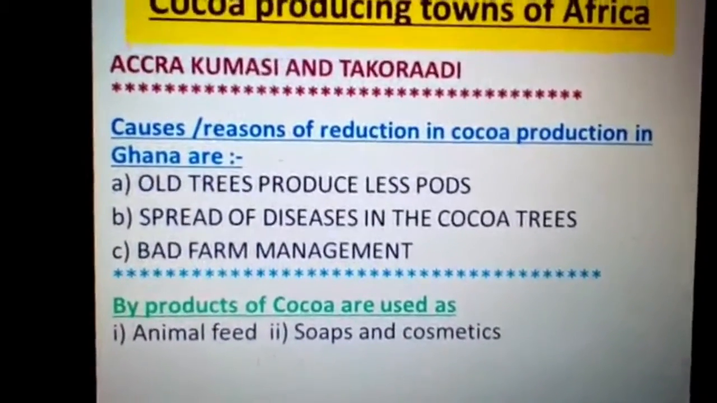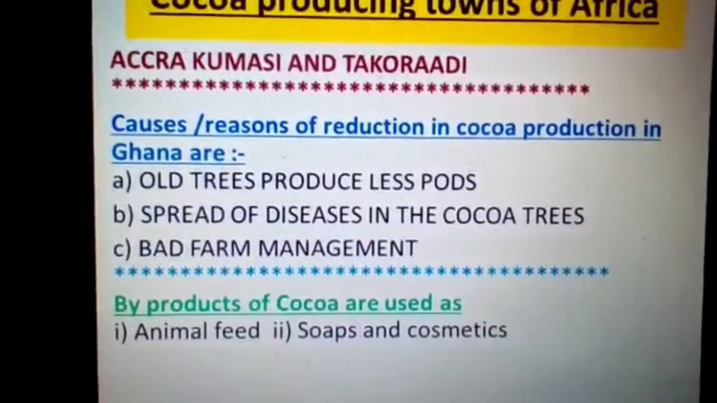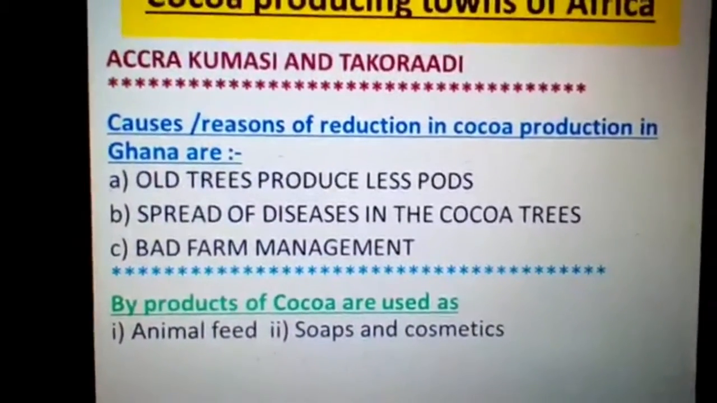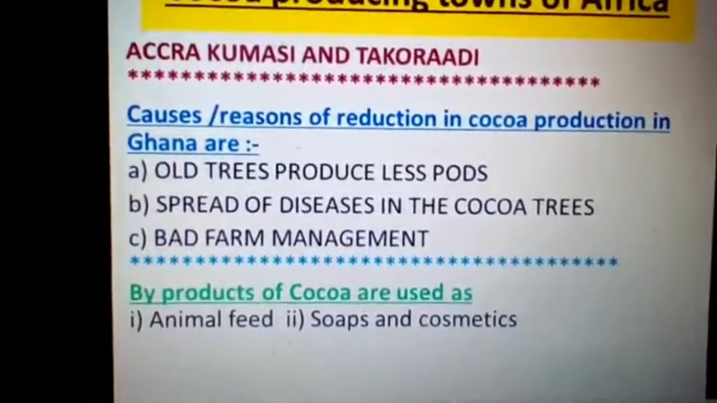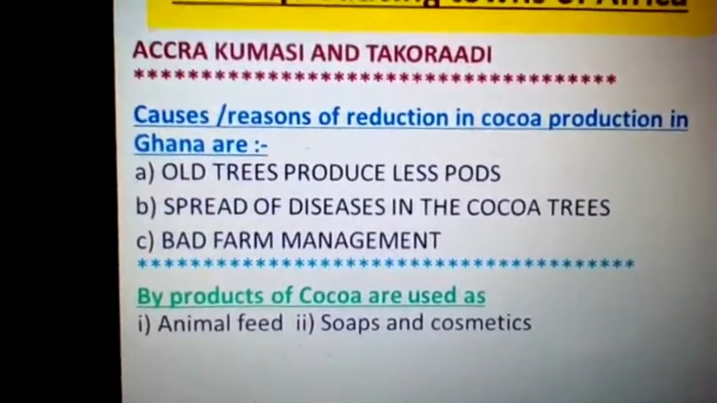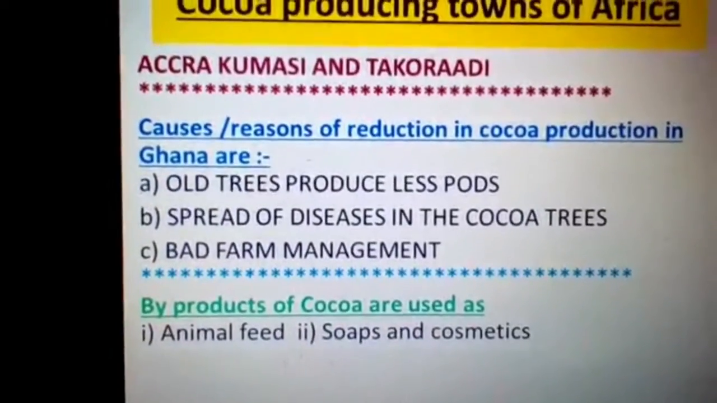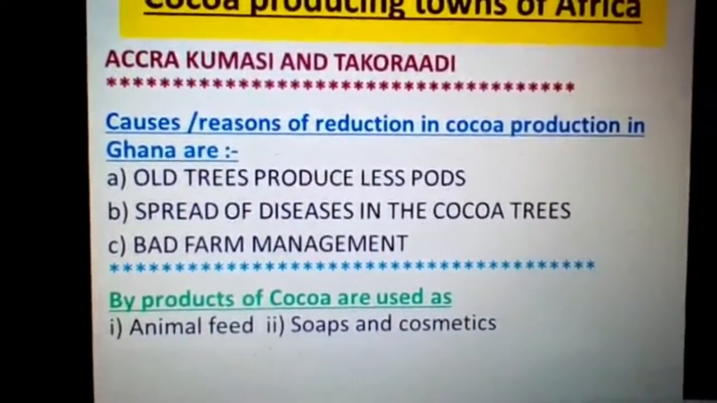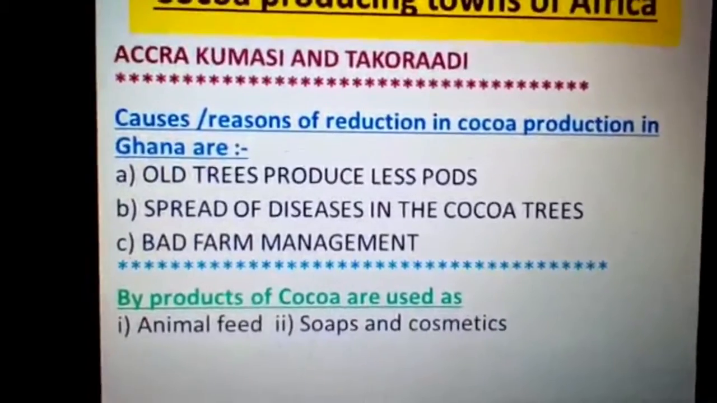Next is the byproducts of cocoa. There are basically just two, that is the animal feed. That means whatever is left is used to feed the animals. And they are also used in soaps and cosmetics. You must have heard about the cosmetics in which they just say cocoa butter is being used.